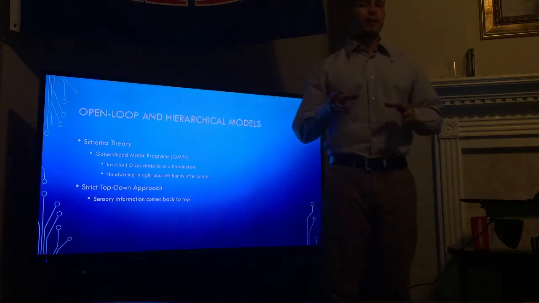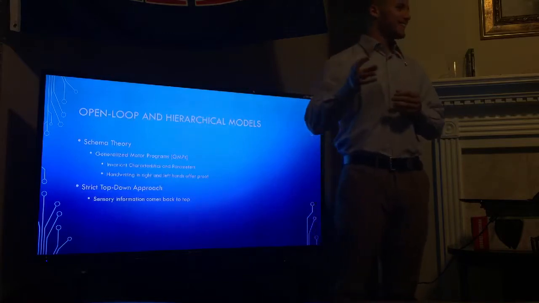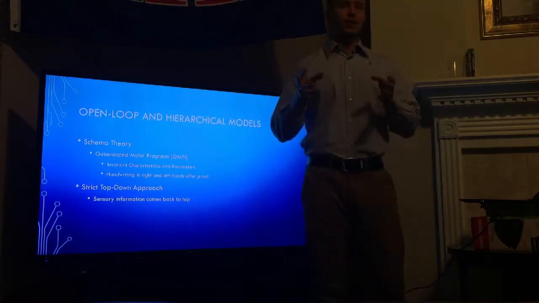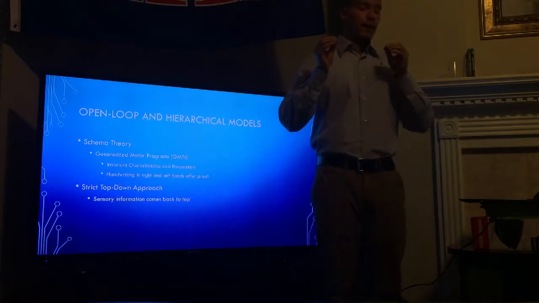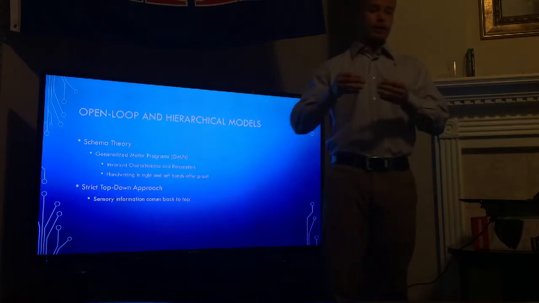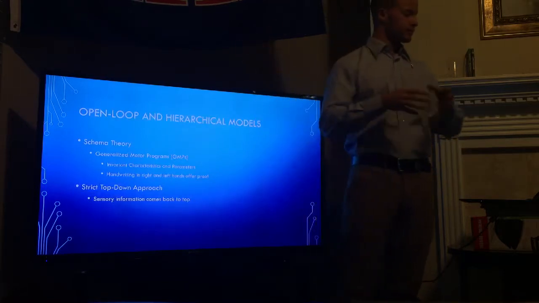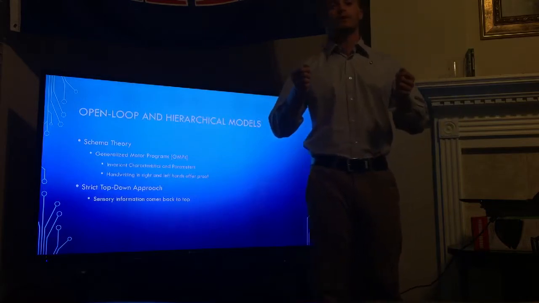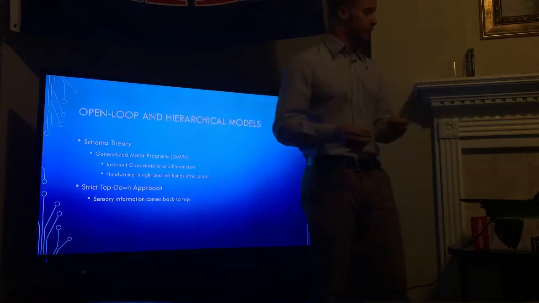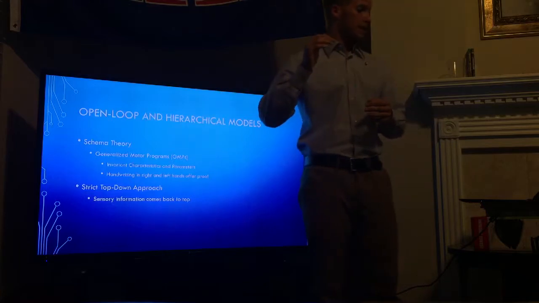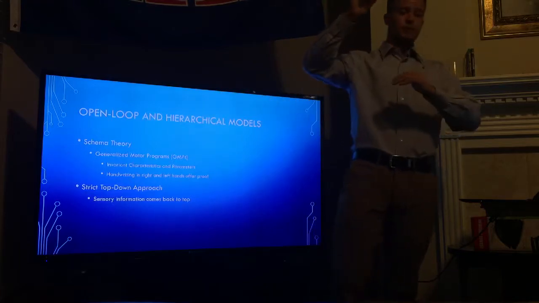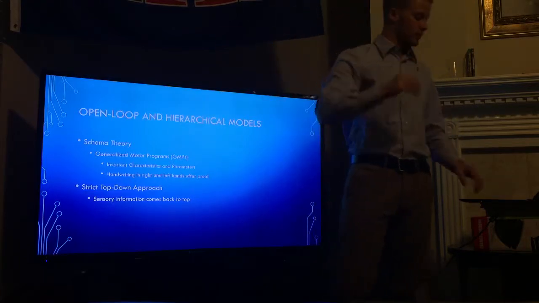So for open loop and hierarchical models, there is the schema theory, which has generalized motor programs within it, and those have invariant characteristics and parameters. Handwriting, being able to switch over from the right to the left hand, is how we can see that working. The top-down approach is how this works, where sensory information eventually loops back around to the top.